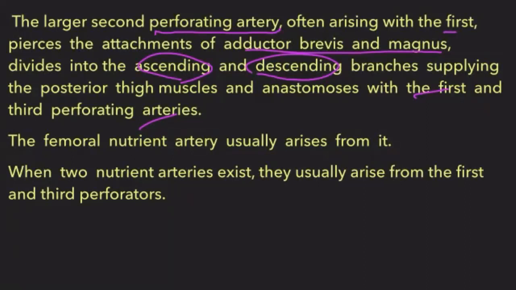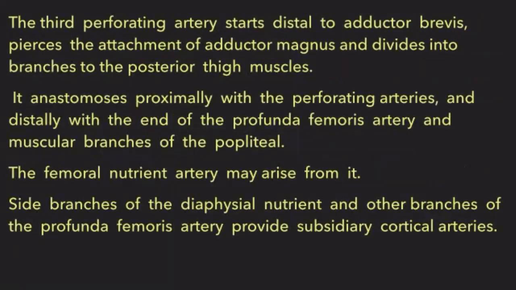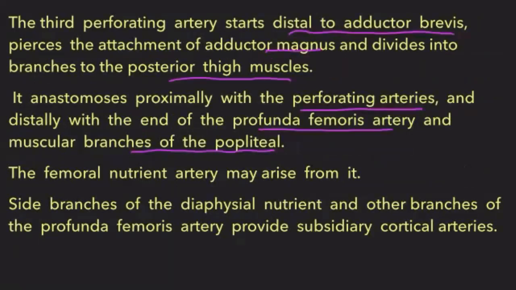The femoral nutrient artery arises usually from it, right? When two nutrient arteries exist, they usually arise from the first and third perforators. The third perforating artery starts distal to the adductor brevis, pierces the attachment of adductor magnus and divides into branches to the posterior thigh muscles. It anastomoses proximally with the perforating arteries and distally with the end of the profunda femoris artery and the muscular branches of the popliteal artery. Also, there is the nutrient artery. Side branches of the diaphyseal nutrient and other branches of the profunda femoris artery provide subsidiary cortical arteries.